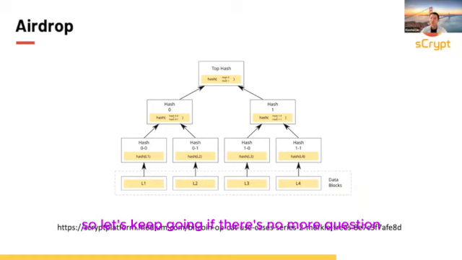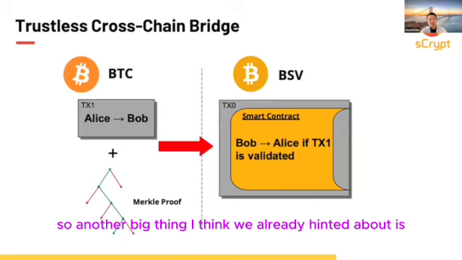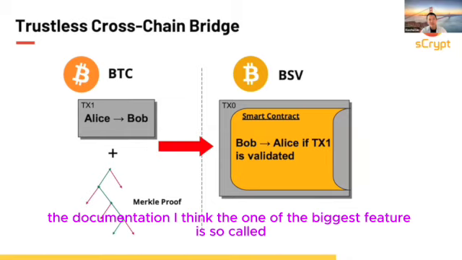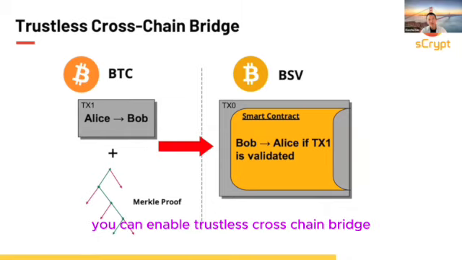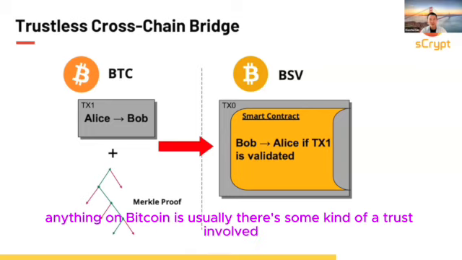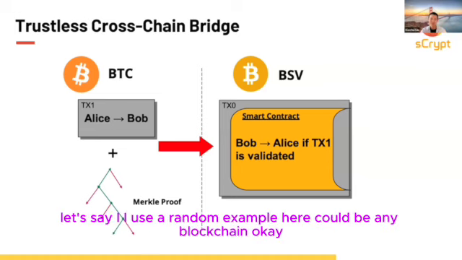So let's keep going if there's no more question. Another big thing we already hinted about is, if you look at the CAT protocol documentation, one of the biggest features is that you can enable a trustless cross-chain bridge. For people who have heard about bridges, anything on Bitcoin usually involves some kind of trust. What does this mean? Basically the bridge usually works like this: you have Bitcoin and then you have another chain. I'll use a random example here, it could be any blockchain.